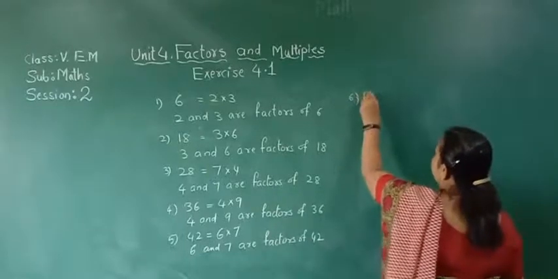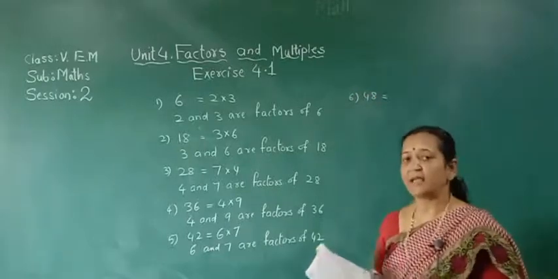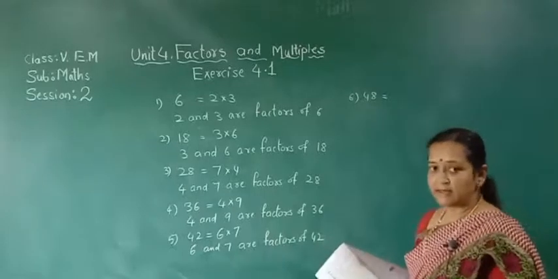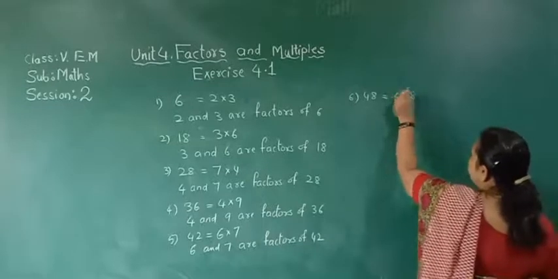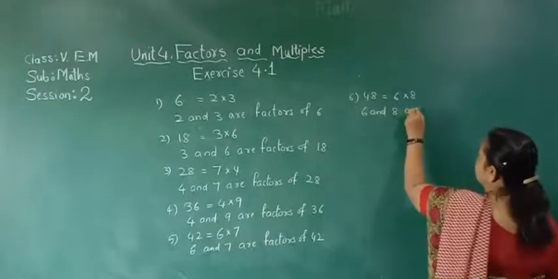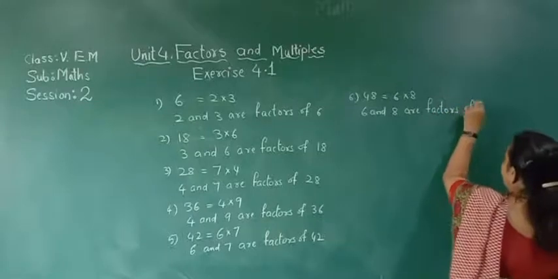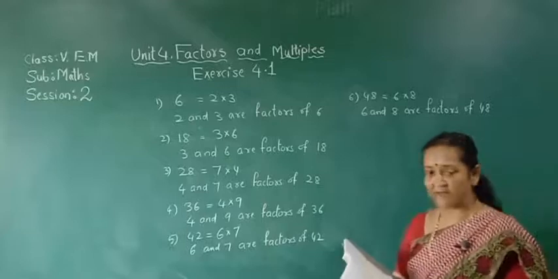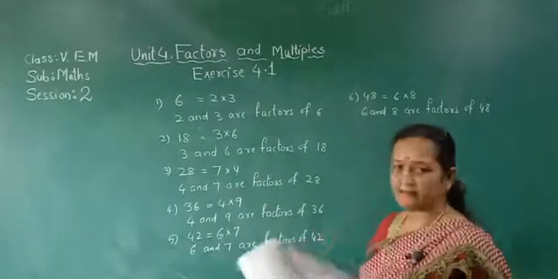Then after 42 it is 48. So where we find 48? 12 4s are 48, 6 8s are 48, 24 2s are 48, 48 1s are 48, 8 6s are 48, isn't it? So here 6 8s are 48. 6 and 8 are factors of 48. Thus understood, children? Here for any two factors we should find the multiples of those numbers and write the factors.